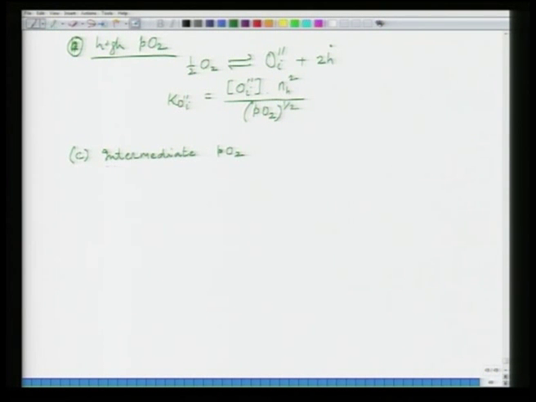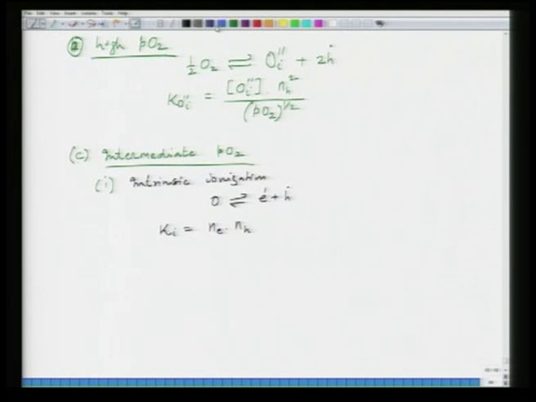PO2. So, under intermediate PO2 there are two possible scenarios. The first is intrinsic ionization, giving rise to creation of electrons and holes. So, the reaction in this case would be null equals e plus h. Under such a condition Ki would be equal to Ne multiplied by Nh.